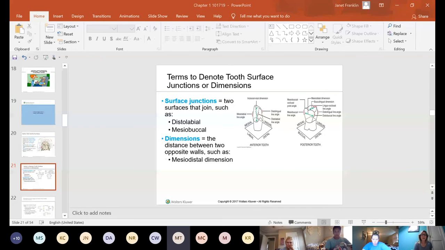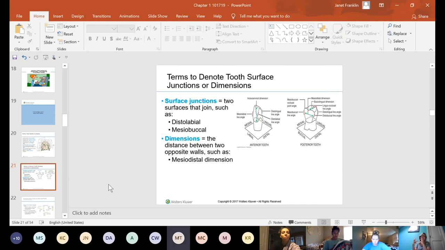So when you're looking at surface junctions, it's where two surfaces meet. We talked about mesial, distal, buccal, and lingual. Those are the four sides of your tooth. Mesial is the one closest. Distal is the opposite, or the back side of a tooth. Buccal or labial or facial is the surface facing the cheek and lip. And then, of course, you've got lingual. We don't usually use the word palatal when we're describing. So we've got those four sides.